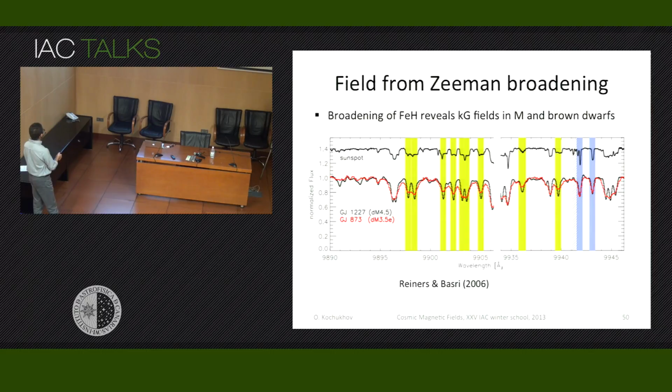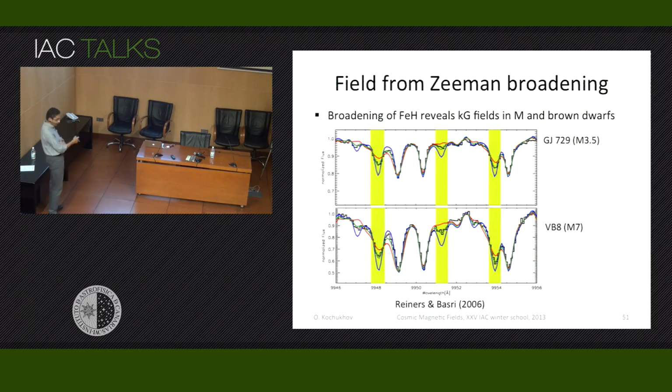And this is an example of two M dwarf stars in the same wavelength region. Again, the black line is a star without evidence of magnetic activity, and the red one is the star with activity. You can see that the magnetically insensitive lines are nicely matched, but there is a lot of difference in lines affected by magnetic field. So that's how this molecule is helping us to deduce the presence of the field and measure it.